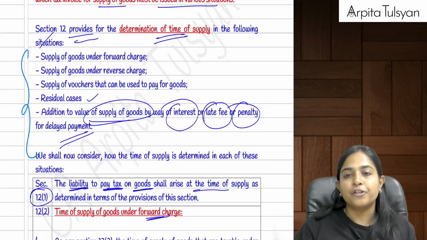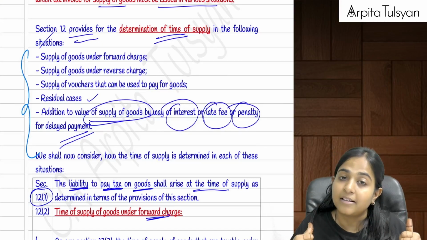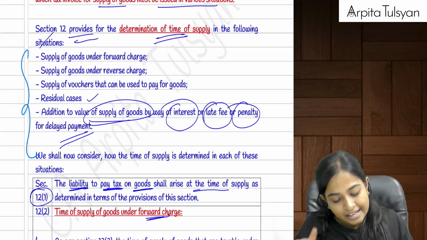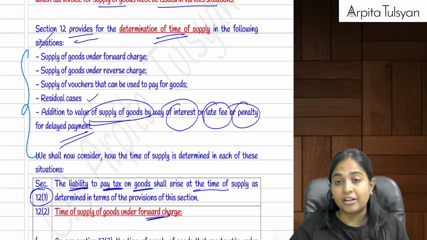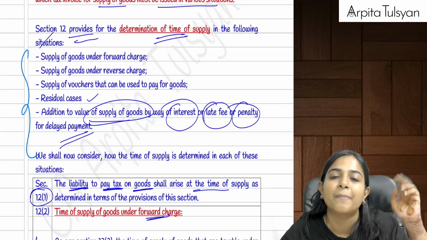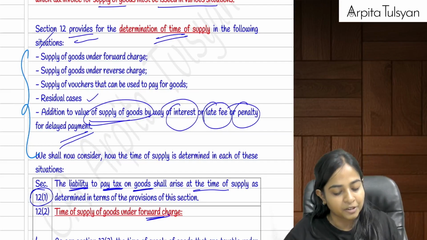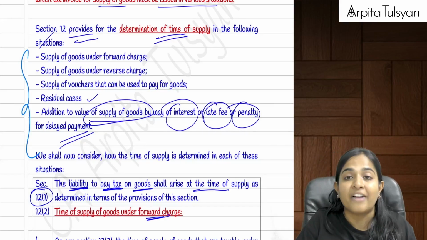Yes. Now first one, supply of goods under forward charge. Second one, you can tell me, it will be time of supply of goods under reverse charge. Next one, supply of vouchers, example, Sodexo coupons, etc. Fourth one is your residual cases. That is, if you are not able to find out the time of supply in all the above cases, then we have to go as per the residuary cases. And last one is whenever to the value of the goods.